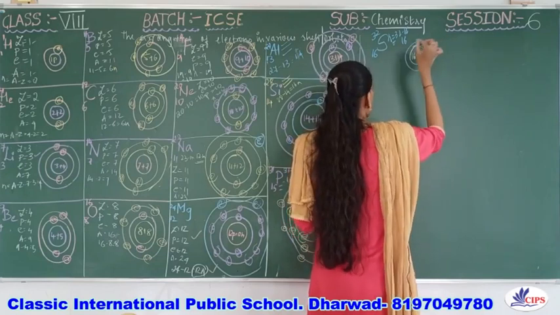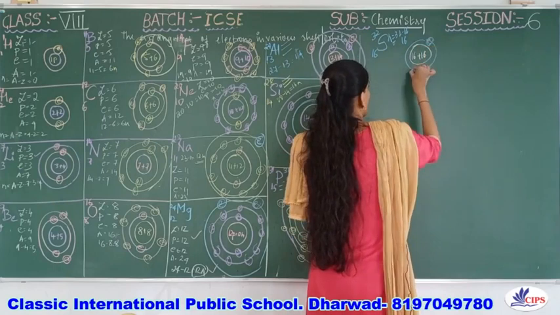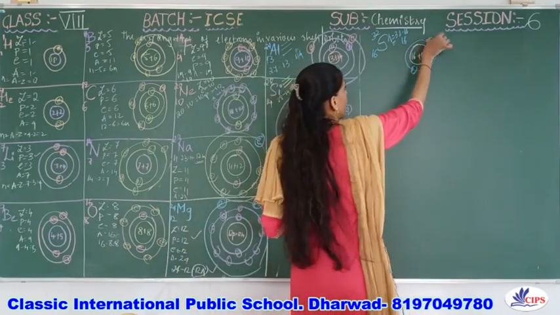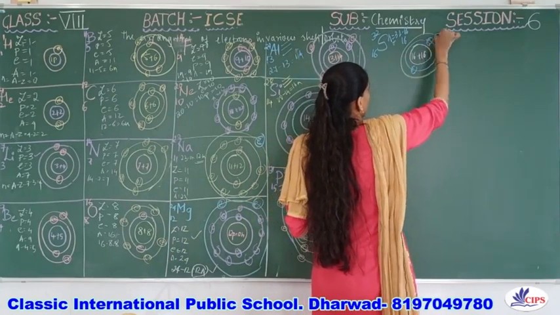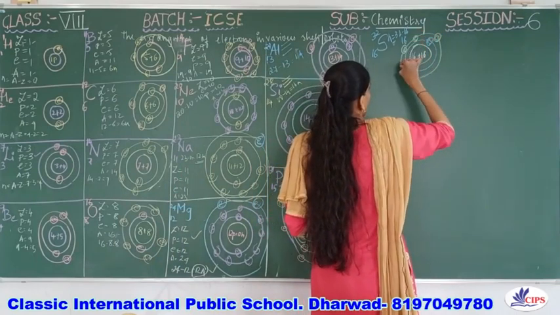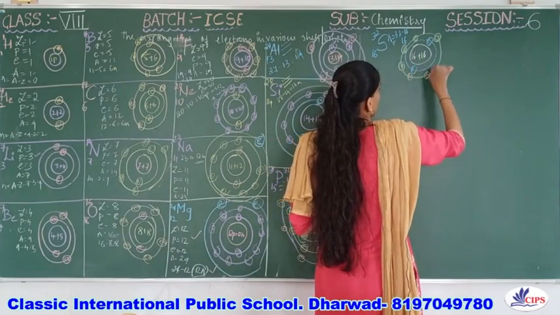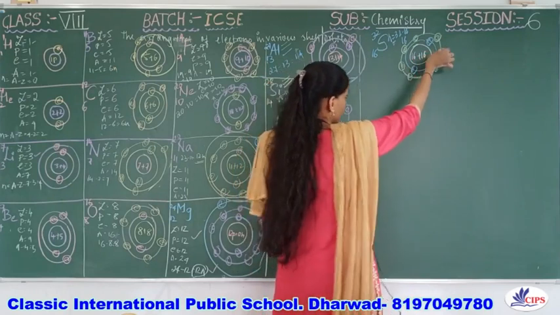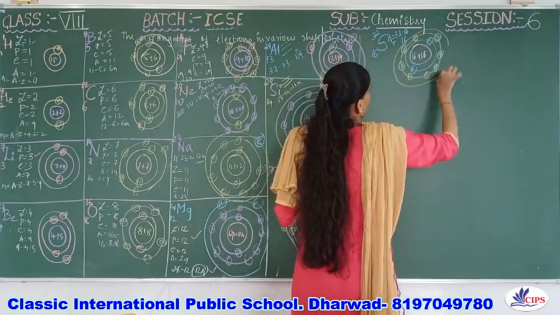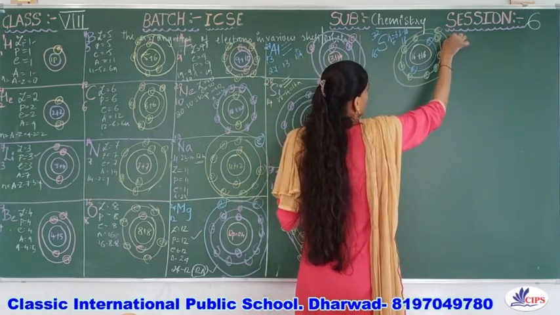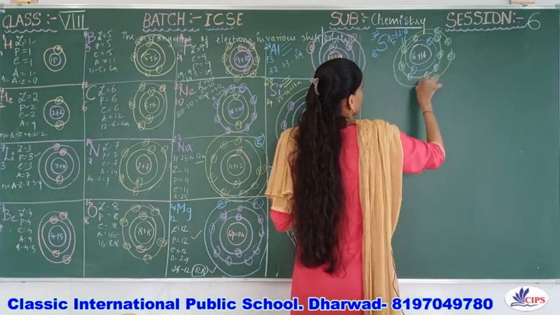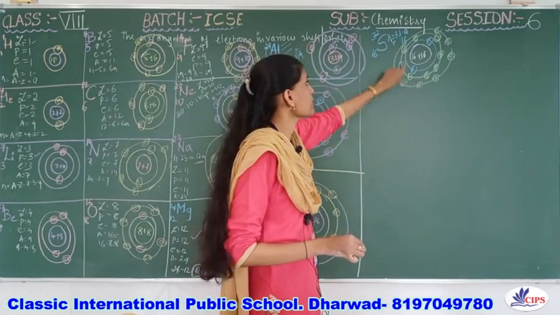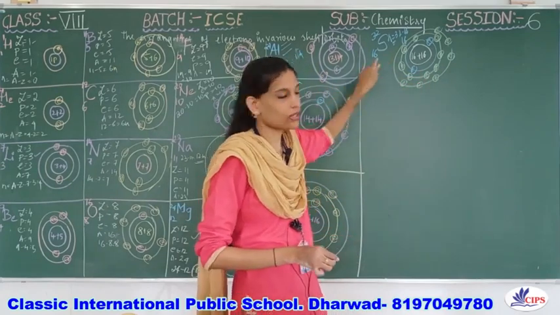K shell, how many? K shell 2 electrons. Then L shell, how many electrons? 8 electrons, right? Then we have M shell, 6 electrons. Okay. 2 plus 8 is 10, 10 plus 6 is 16. Atomic number is 16.